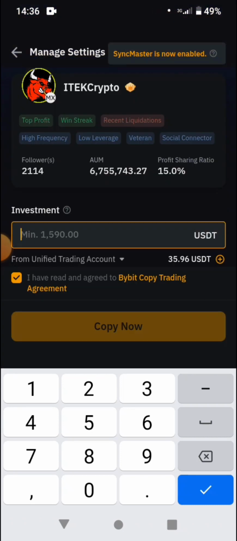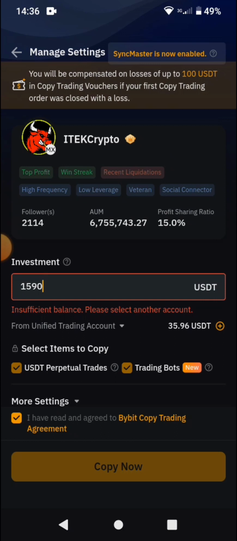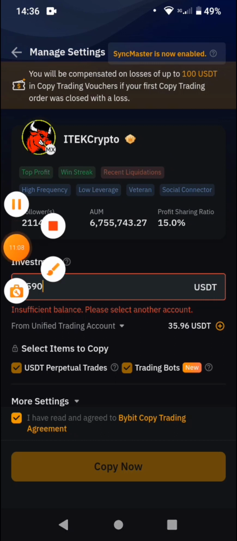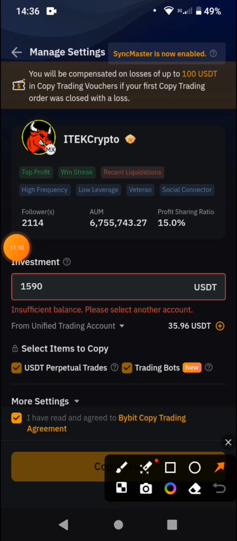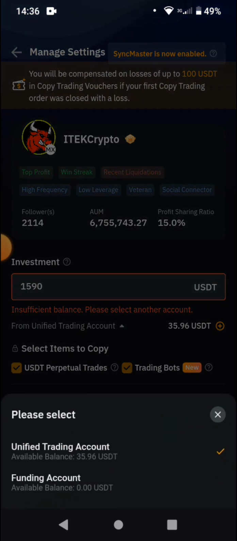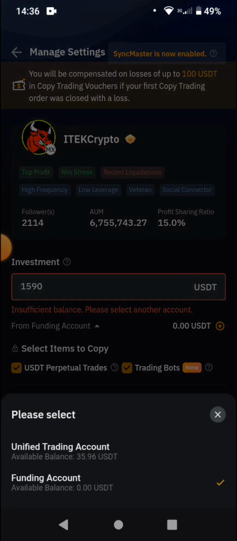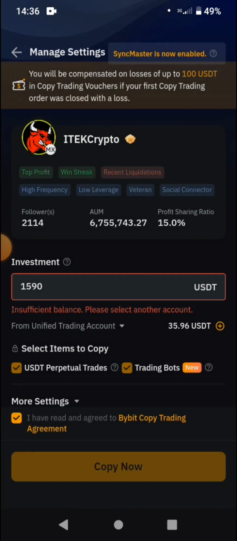I don't have this amount in this account now, so I'll just enter 590. All right, and you press copy now. So firstly, you want to select, you are seeing at the bottom here, let's say you have this money you want to copy. You just look at where this arrow is pointing. Where do you want to transfer this money from? So you need to select your account. If your money is in your funding account, you tap funding. Okay, like this. If your money is in your unified account, you tap unified.